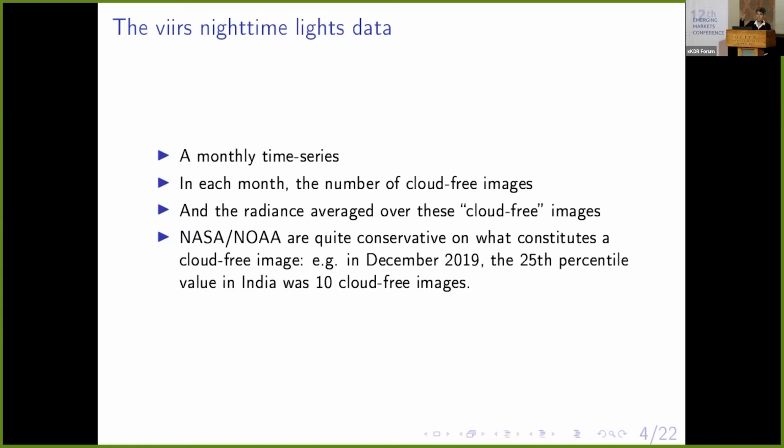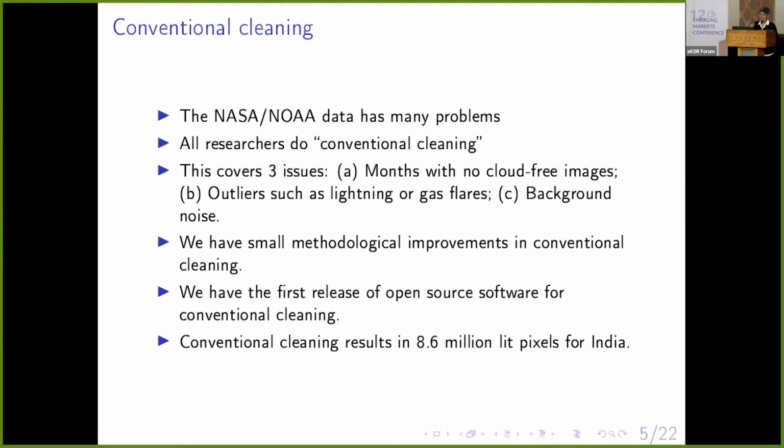So it is NASA that does the definition of how they define that, and they're quite conservative, right? That means that they are extremely stringent in how they look at a day and say, this is a cloud-free day. So for example, in December 2019, the 25th percentile value for India was that less than 25th percentile of the pixels would have 10 cloud-free images. Okay, so they are quite stringent in doing this because India is a country where you have a lot of sunlight, we think, or economic activity.